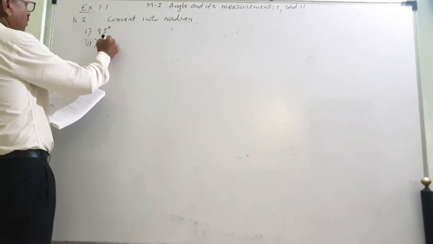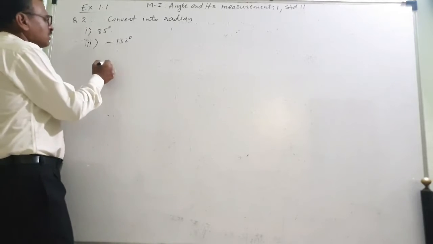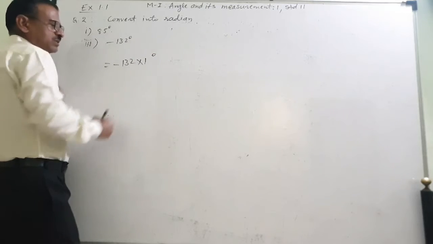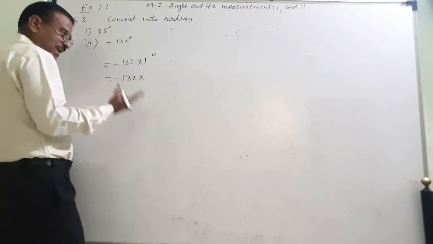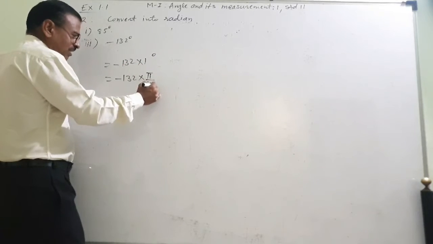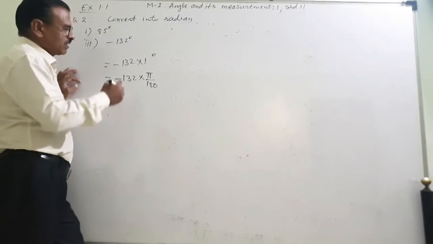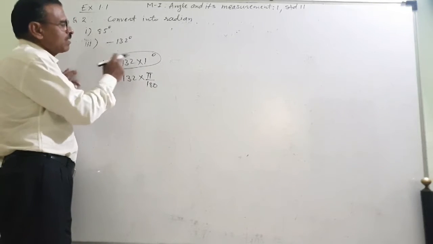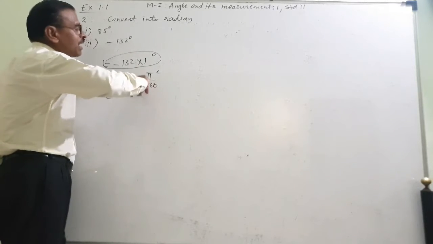Third one: minus 132 degree. So the radian will also be minus. This will be minus 132 into 1, all in degrees. I want radian, so I will multiply by pi, and to make the value 1, I will multiply by 180. That is the formula. Directly you will write like this: if you want radian, have the pi above and give the radian sign. If you want to convert into degree, 180 above and pi below.